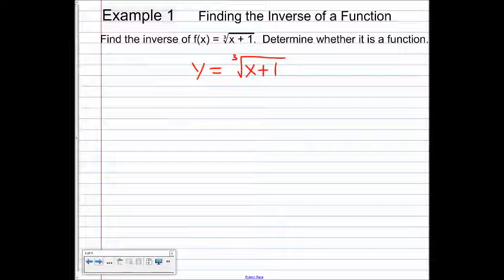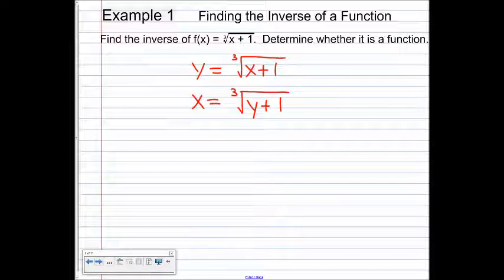Step 2. If you're wondering where they're getting this from, it's on the slide previous to this one. We're going to switch x and y. So x equals the cube root of y plus 1. They literally trade places. Switch x and y.